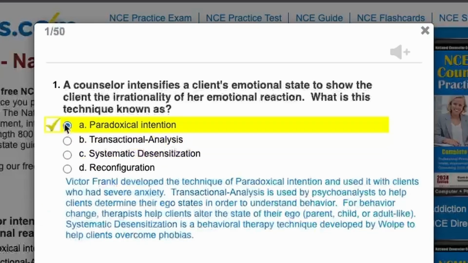A. Viktor Frankl developed the technique of paradoxical intention and used it with clients who had severe anxiety. Transactional analysis is used by psychoanalysts to help clients determine their ego states in order to understand behavior. For behavior change, therapists help clients alter the state of their ego: parent, child, or adult-like. Systematic desensitization is a behavioral therapy technique developed by Wolpe to help clients overcome phobias.